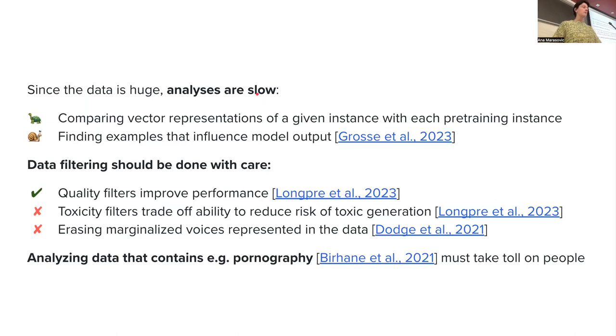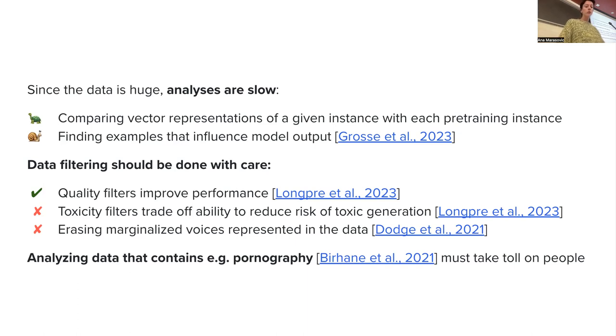I also want to highlight that since the data is huge, the analyses are really small. So for example, you might want to measure the vector similarity of your query with all the pre-training data vector representations, and that would take a ridiculously long time to do. And we have all read the paper about how finding influential examples is also really, really hard. They had to deploy heuristics that themselves were unsure about to be able to produce any influence.